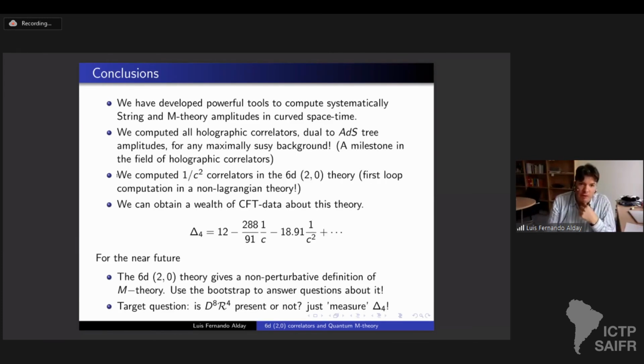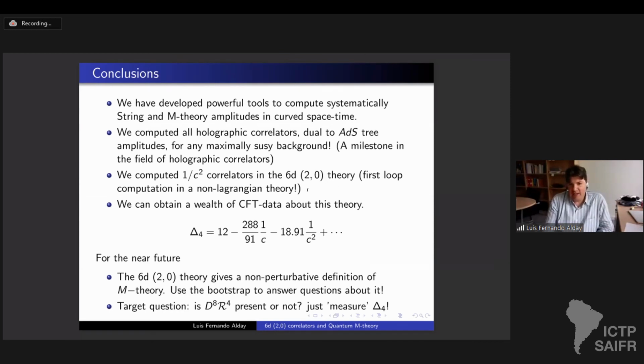So let me conclude, and sorry for going over time. We have developed powerful tools to compute systematically string, but here I explained M-theory, amplitudes in curved space. And we have computed all holographic correlators dual to AdS3 amplitudes. And actually what I explained works for any maximally supersymmetric background. And this represents a milestone in the field of holographic correlators. People were trying to do that for a few decades. Then we also computed 1/c squared correlators in this non-Lagrangian theory.